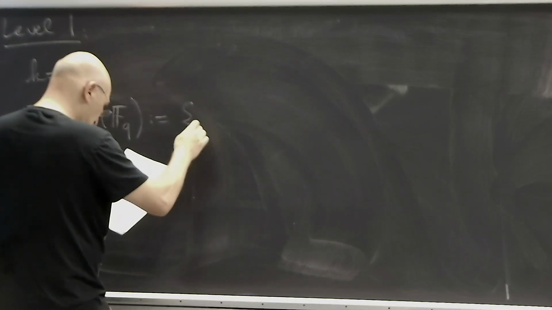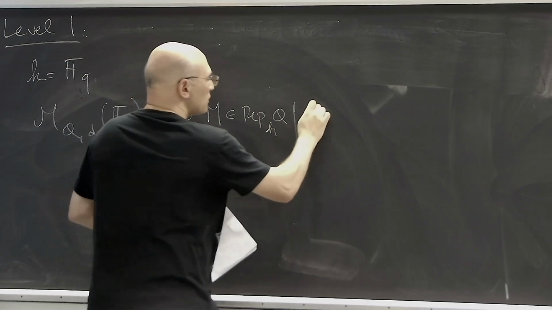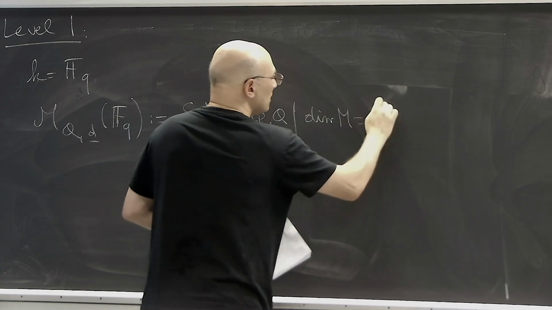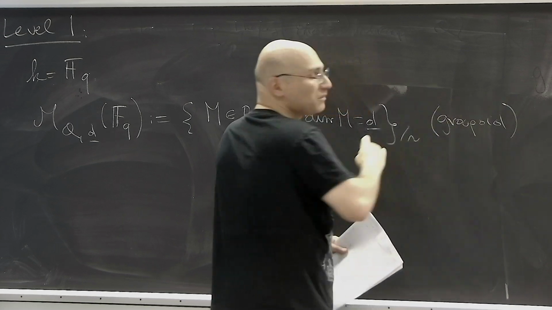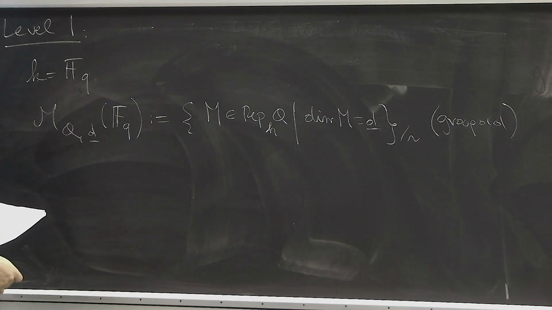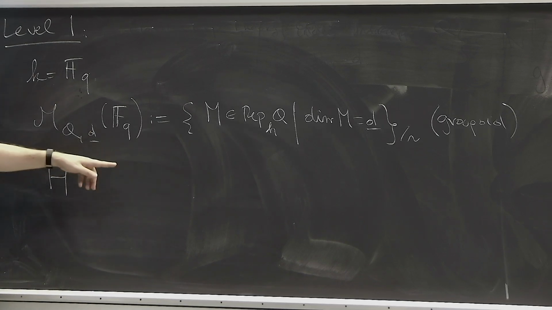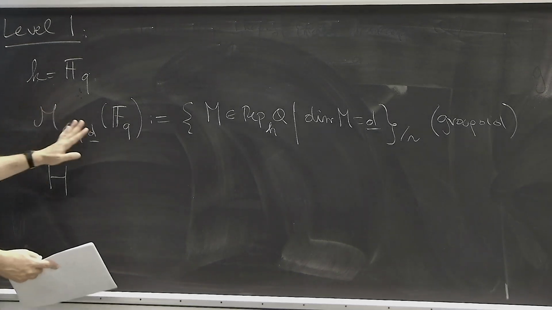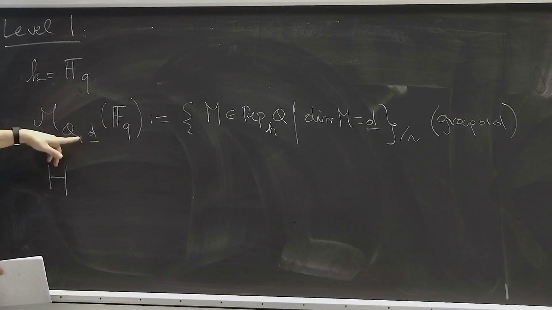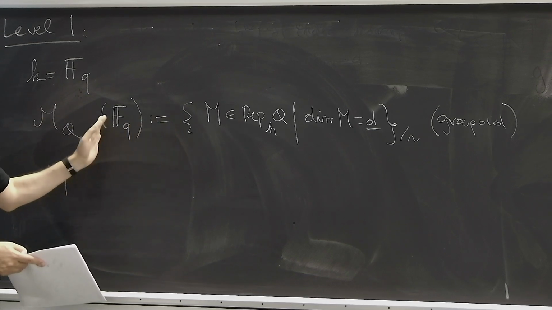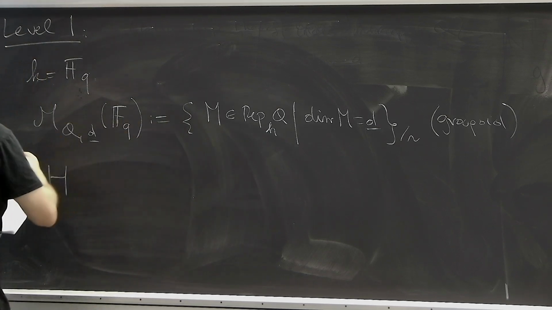This is just a groupoid of representations such that the dimension of M is D, up to isomorphism. This is a groupoid. It's best to look at it as a groupoid. And then as a vector space, we're going just to consider the space of functions on that groupoid, on isomorphism classes of objects. Sometimes you write such a function as a linear combination of characteristic functions. There are finitely many objects here because FQ is finite.